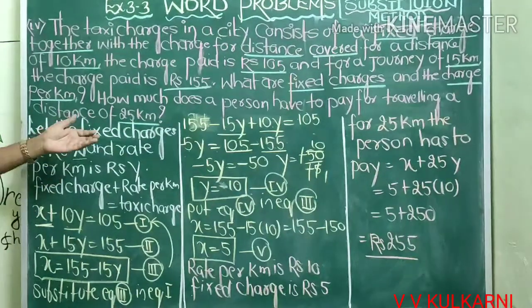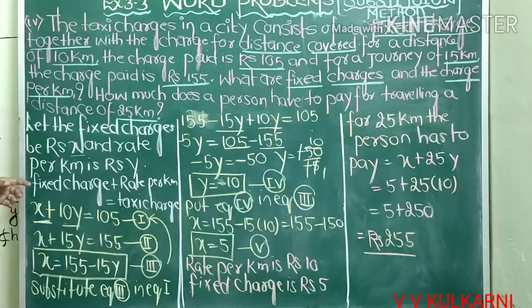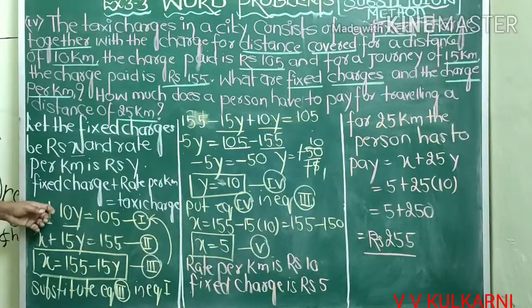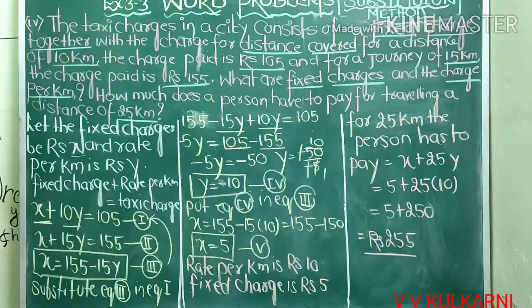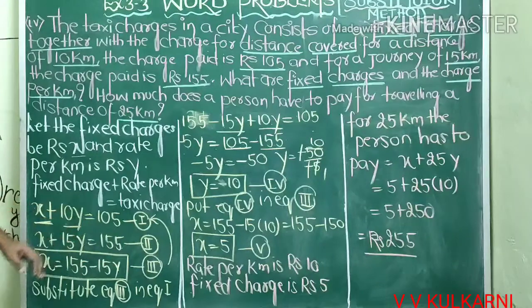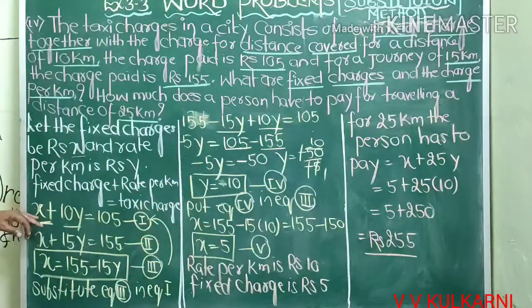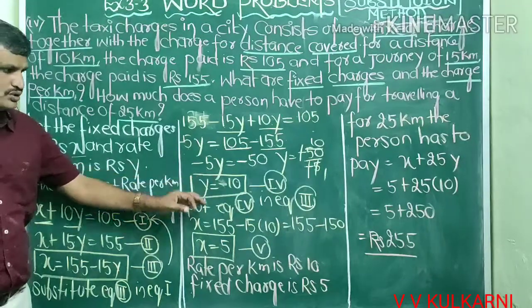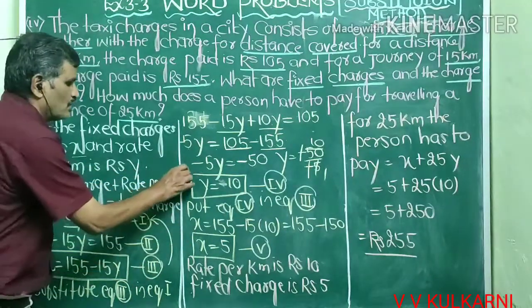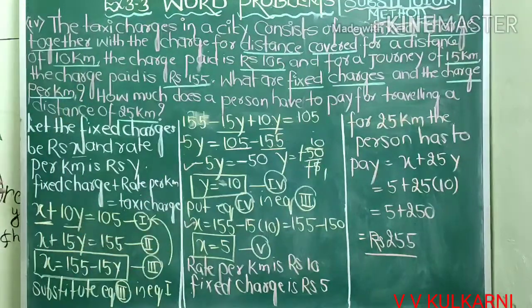Now let me tell you the techniques of verifying our solutions. See here, the first equation says x plus 10y is equal to 105. That means the value of x should be added to 10 times y. 10 times y is 10 into 10 is 100, plus x is 5. So 100 plus 5 is 105. So whatever I have solved is right when I verify in the first equation.